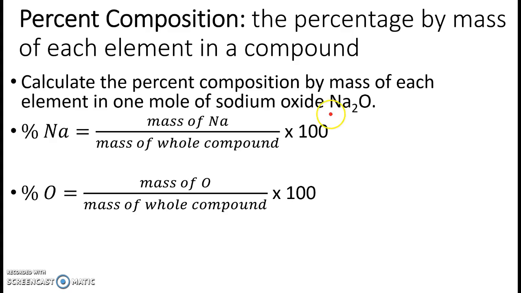And so in this first example, you are asked to find the percent composition by mass of each element in 1 mole of sodium oxide. The formula for that is Na2O. So we'll actually have two answers here. We're going to have the percentage of Na and then the percentage of oxygen. Those will be our two answers.